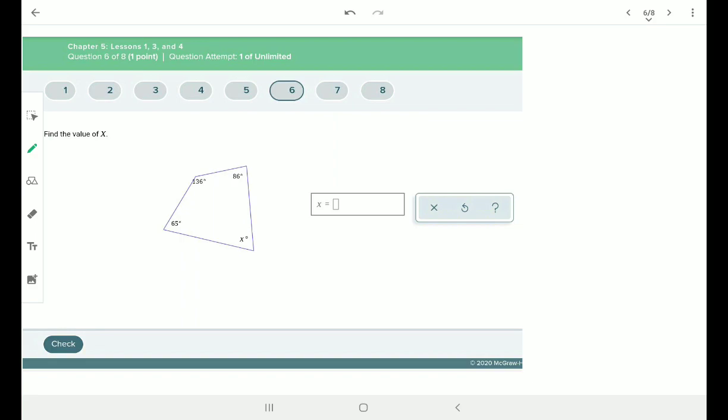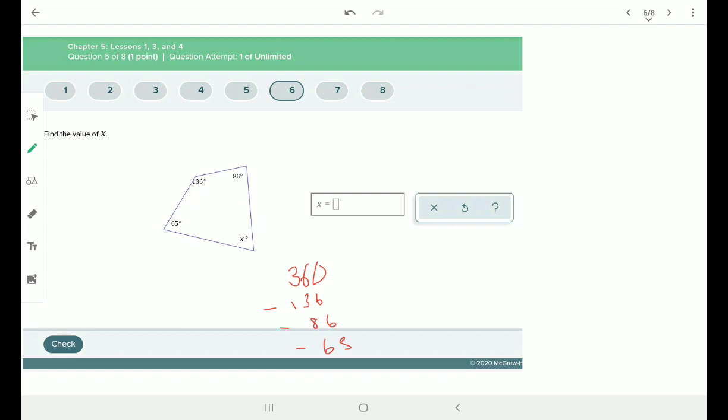With number 6, we have a quadrilateral here, and we have to know that all 4 angles equal 360. So what I can do is take 360 and subtract 136, and subtract 86, and subtract 65. Okay, that is the most direct and easiest method of finding this missing angle, is to take 360 and subtract all the other angles.